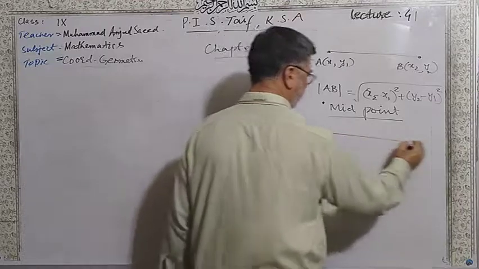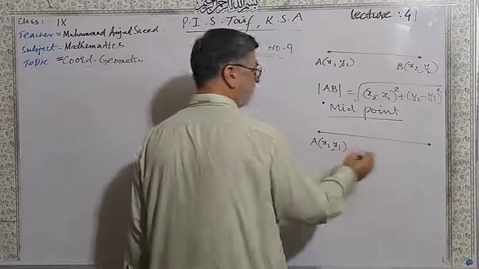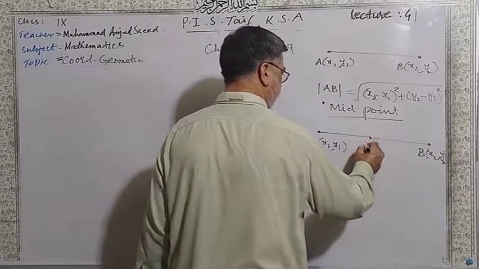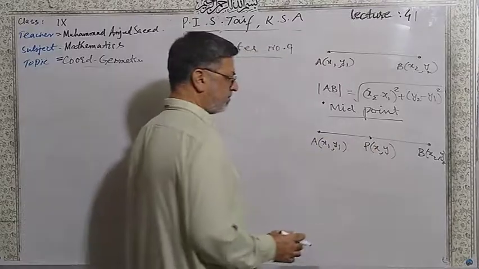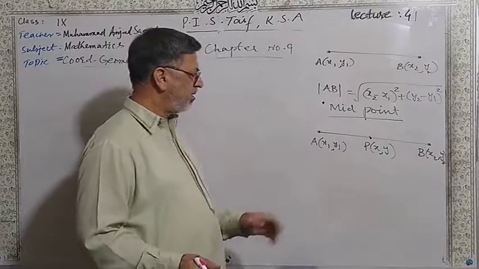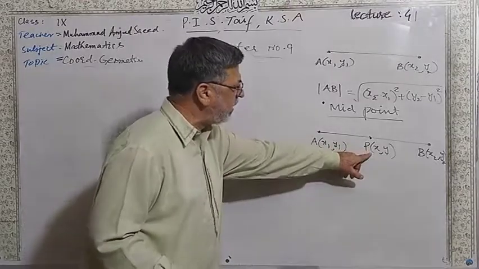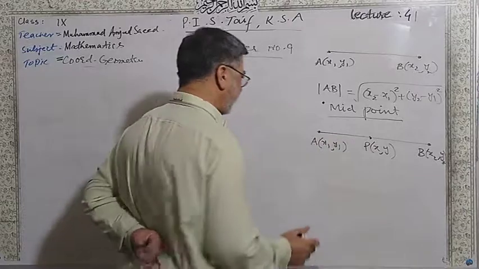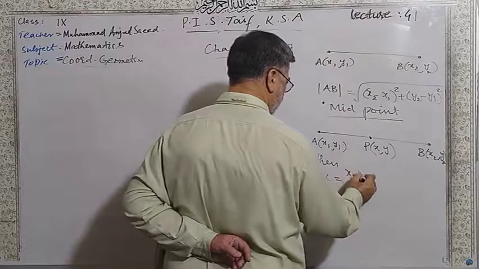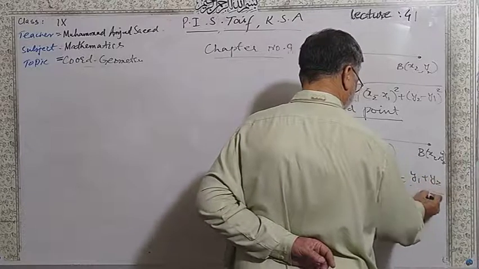Dear students, look at that. If, for example, we have A of (x1, y1), B of (x2, y2), and P is a point of (x, y) between AB, such that P of (x, y) is the midpoint of AB, then x will be equal to first plus first over 2, and y will be equal to second plus second over 2.